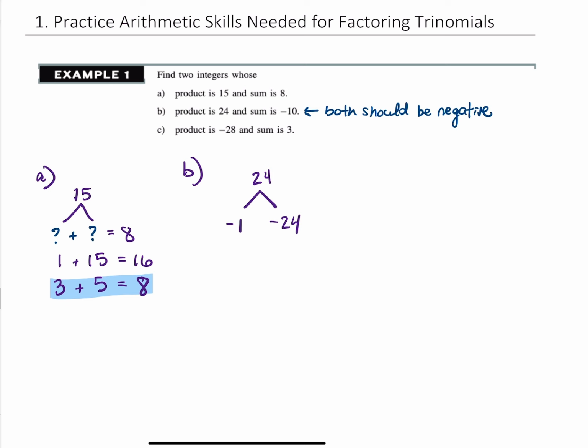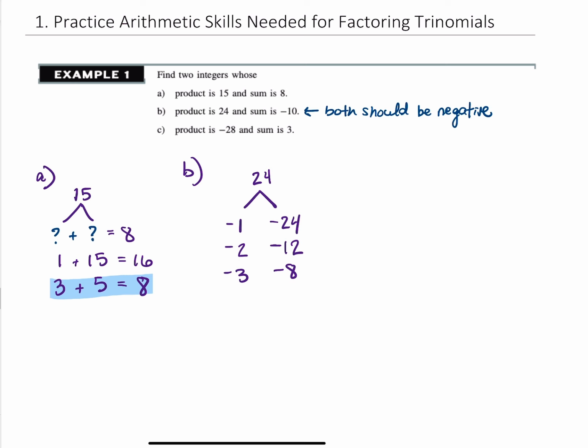So for our first guess, negative 1 plus negative 24 would be negative 25. So we want the sum to be negative 10. So how about negative 2? I know 2 times 12 is 24, so I would be doing negative 2 and negative 12. Adding those together, I would get negative 14. So we're closer, but not quite there. I know 3 times 8 is 24, so that would be negative 3 and negative 8. Adding those together, I would get negative 11. So still closer, but not quite.